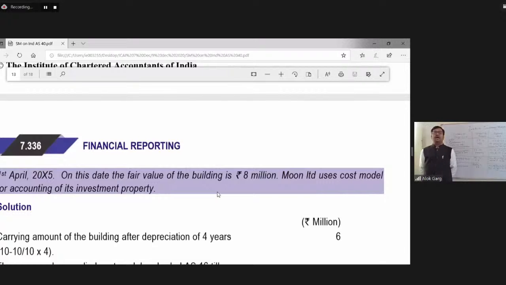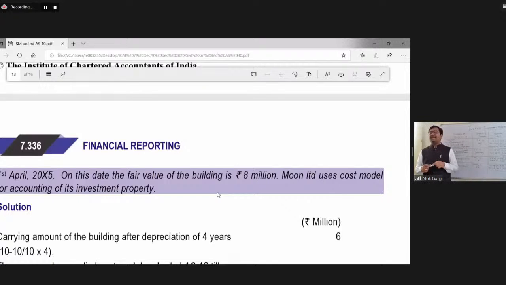So it means after 4 years, the company has stopped the production from that particular building, and the company has given that building on a lease basis. On this date, the fair value of the building is 8 million. Moon Limited uses cost model for accounting of its investment property. So Moon Limited is using a cost model.